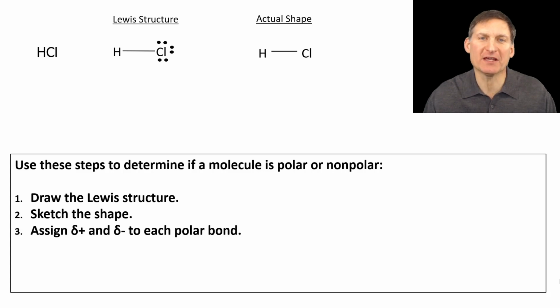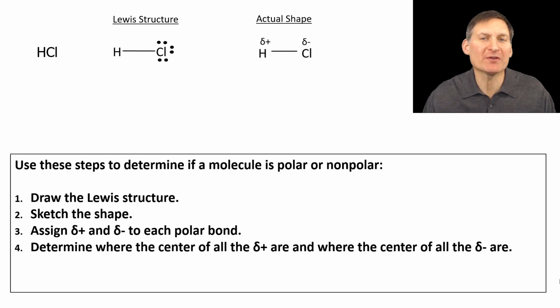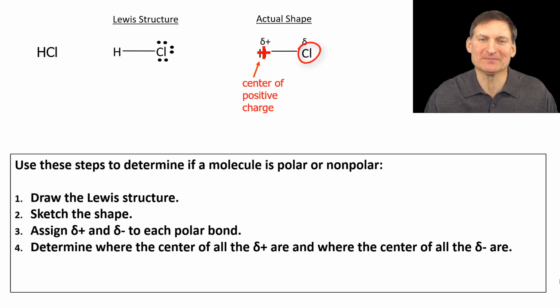Third, assign partial negatives and partial positives to each polar bond. In this case, there is only one bond, and the chlorine is given the partial negative since it's more electronegative than hydrogen. Next, determine where the centers of all the partial positives are and where the center of all the partial negatives are. Well, what do we mean by this? Let's start with the partial positives. Let's locate all of them. Well, there's only one, right here. It's that hydrogen. So the center of positive charge is right on that hydrogen. Now for the negative. Well, there's only one partial negative, right here. So the center of the partial negatives is right on that chlorine.